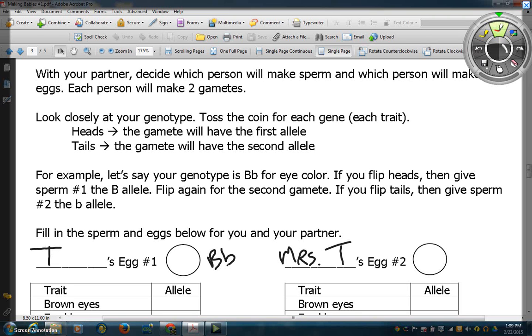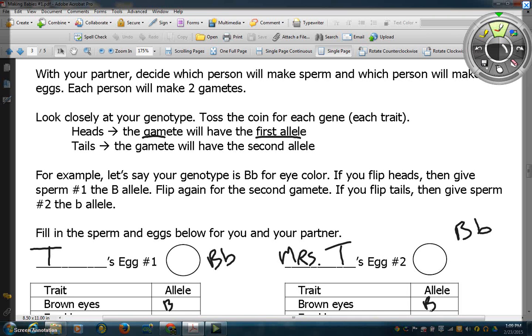Well, I flip for either one of these alleles. Heads, the first gamete will be the allele. Tails, it'll be the second. So I flip it, and let's say I get the B. Now, Misty, she's got brown eyes, and let's say hers is also big B, little b. And she flips the coin, and she gets heads too, and it just happens that both of us have the capital letter B.